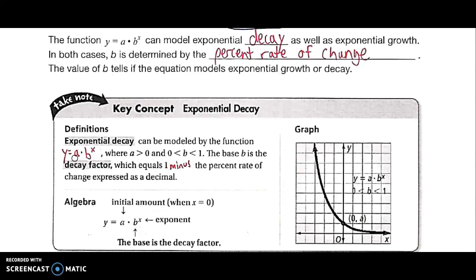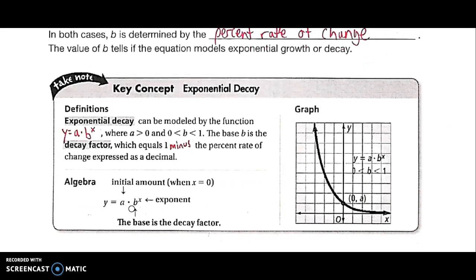So we still have the same exponential function. Again, it's still a times b to the x. Big difference here, though, is that our growth value, if it's decaying, b is not bigger than 1. It's actually a fraction or decimal, so it's in between 0 and 1. So in this case, if b is less than 1, we call that, instead of a growth factor, a decay factor. And instead of saying 1 plus the percent rate of change, we're going to say 1 minus the percent rate of change for our decay factor, since we're subtracting that from 100%.